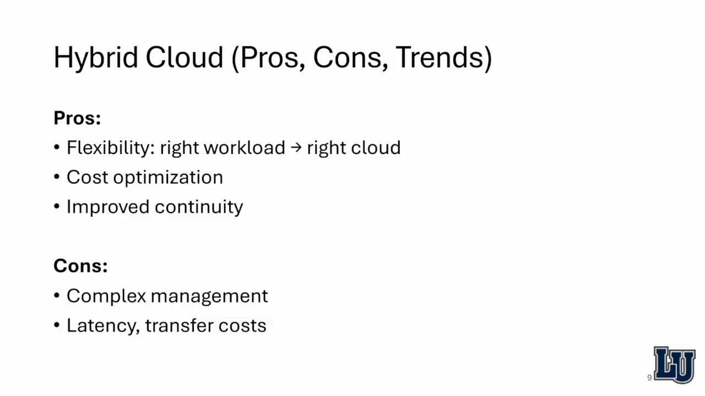Trends in 2025 for hybrid clouds. Over 80% of organizations use hybrid strategies. It is the dominant model. Hybrid is especially useful for AI training and inference, where you keep sensitive datasets private but use public cloud for bursts of compute. The new challenge is orchestration. Tools powered by AI are emerging to automatically place workloads across clouds.